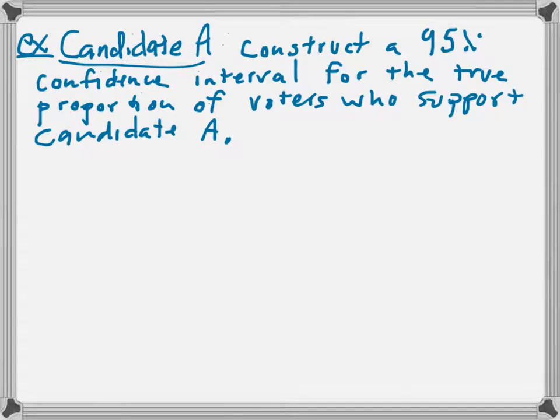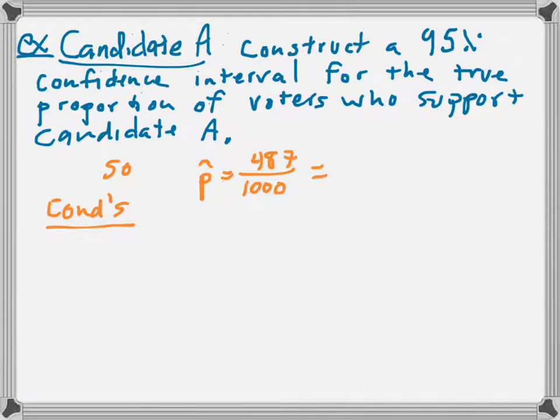So let's construct a 95% confidence interval for the true proportion of voters who support candidate A. A couple of things we want to do. First thing, it doesn't hurt to find out what our sample proportion is, our p hat, to start out with. In this case, it was 487 divided by 1,000, which came out to 0.487.